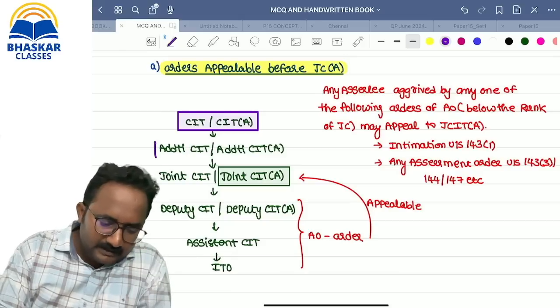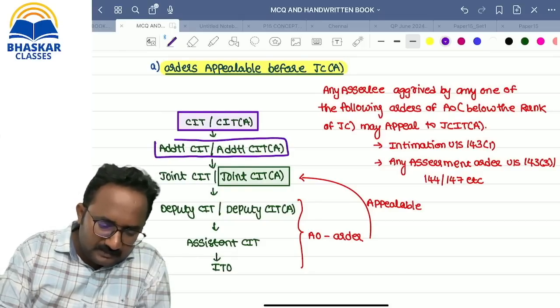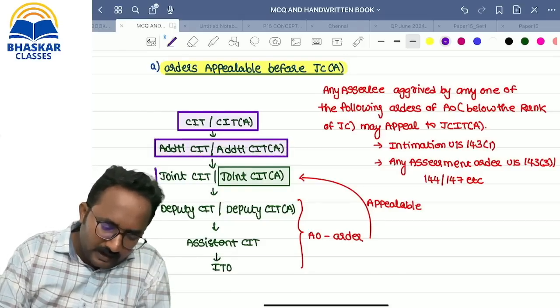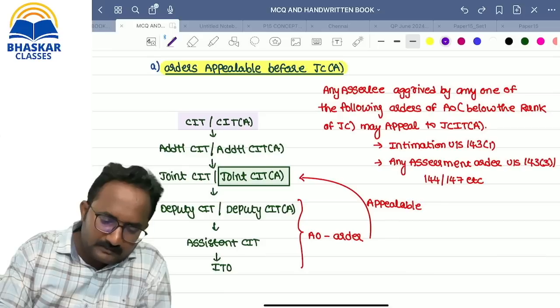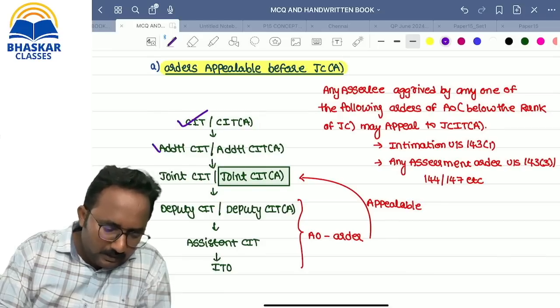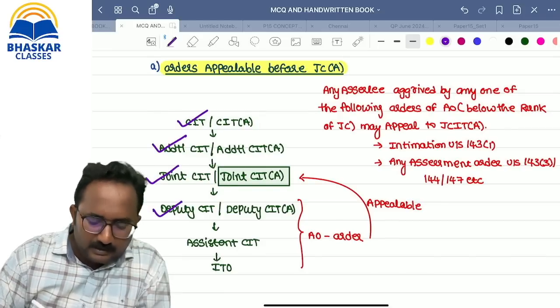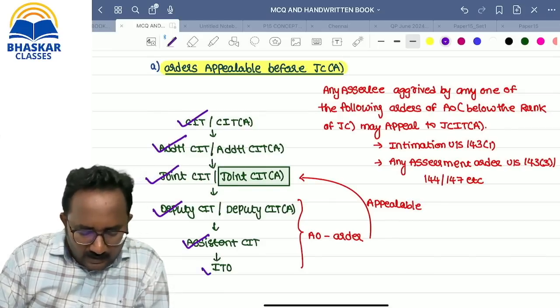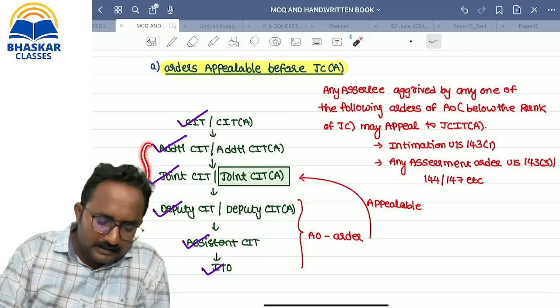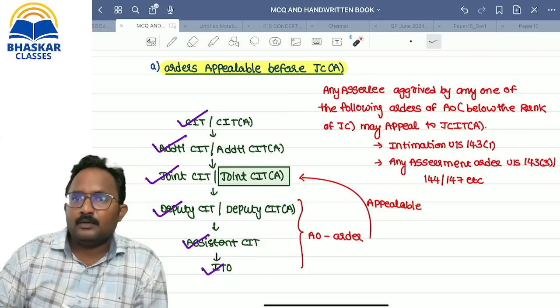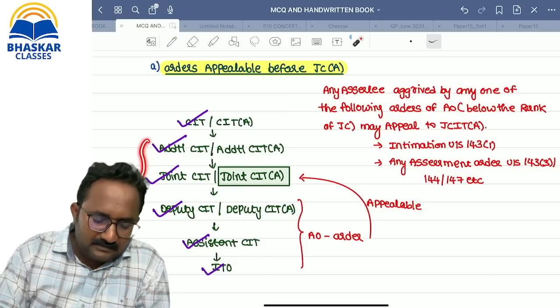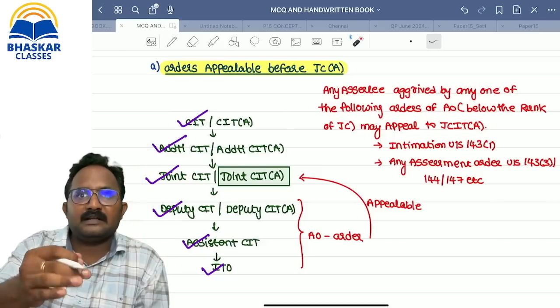Next, Additional Commissioner of Income Tax and Additional Commissioner of Income Tax Appeals. Below that, Joint Commissioner of Income Tax as well as Joint Commissioner of Income Tax Appeals. Next, Deputy Commissioner of Income Tax, then Assistant, and the last one, ITO. Remember, these are the authorities who can act as the AO.